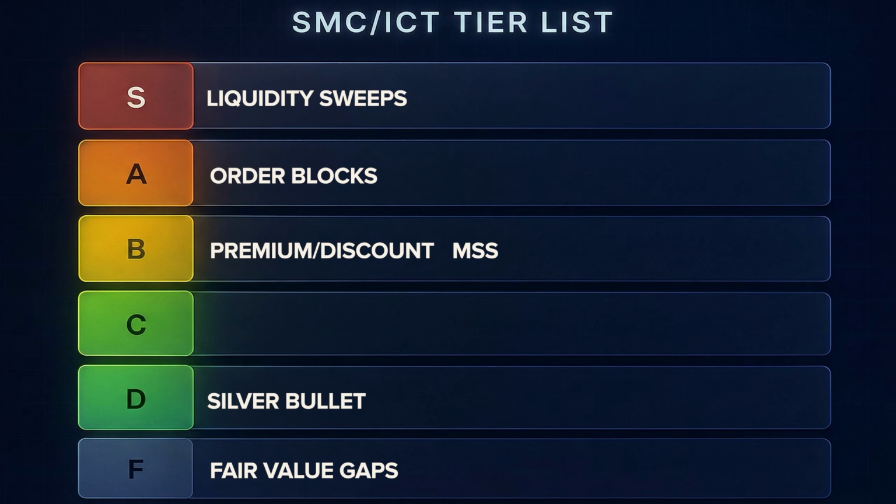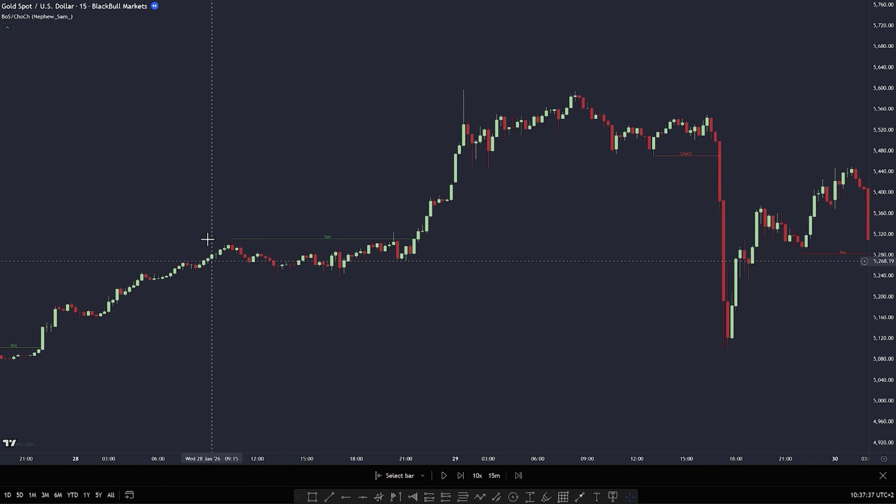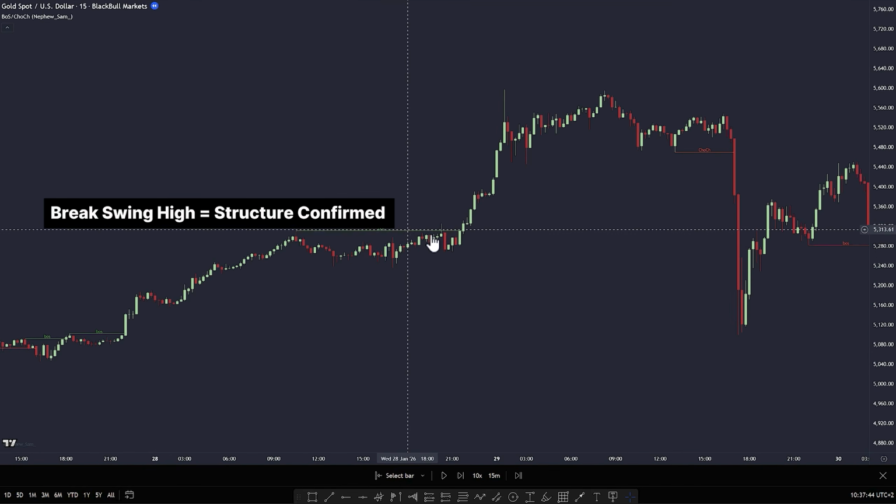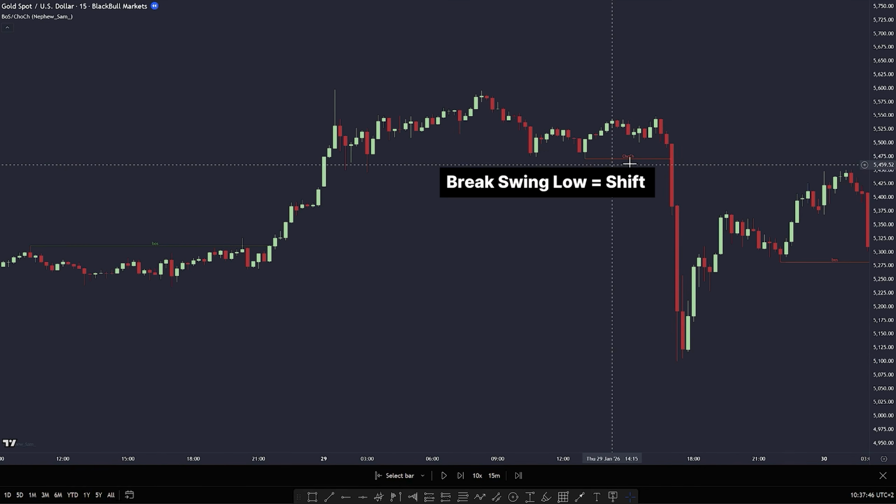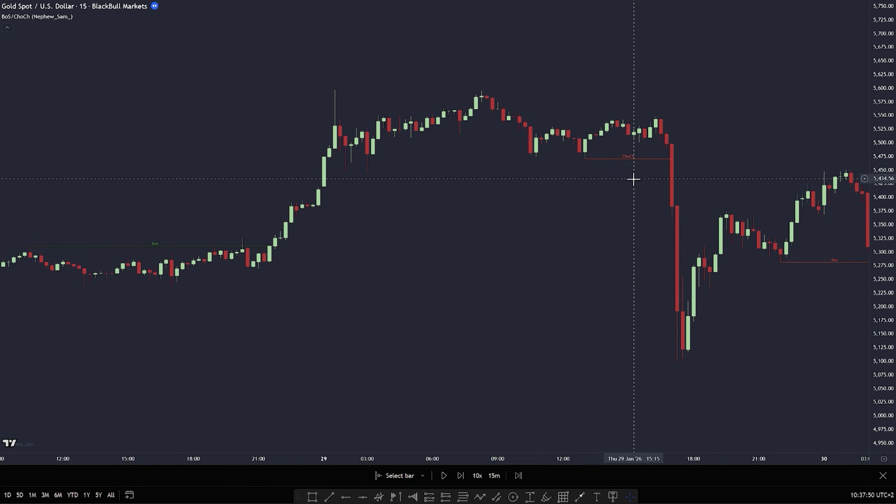Market structure shift, B tier. Break of structure and change of character. When price breaks a swing high in an uptrend, structure is confirmed. When it takes out a swing low instead, that's your shift. The trend might be flipping.